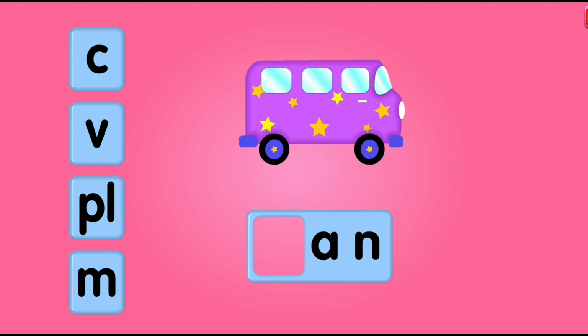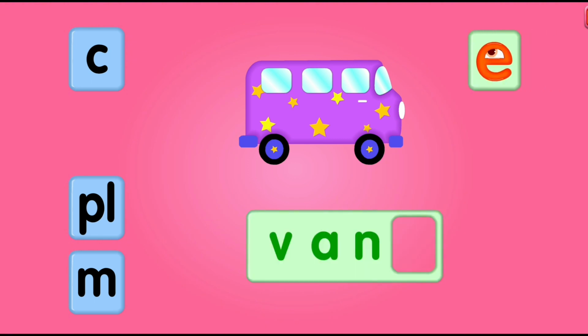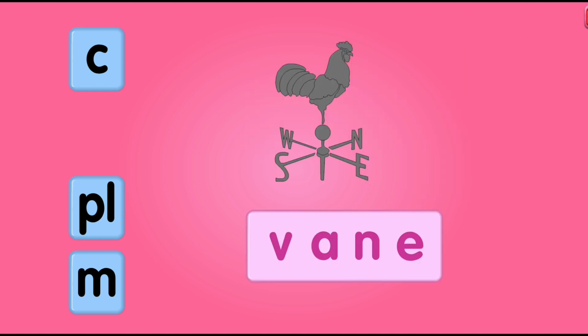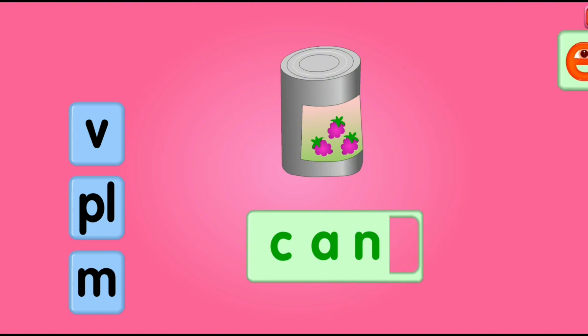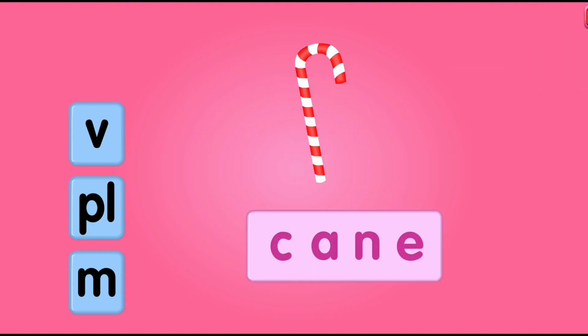Make a word with an that matches the picture. Then add the silent E. Van. An. Van. Add the silent E. Vane. Can. An. Can. Add the silent E. Cane.